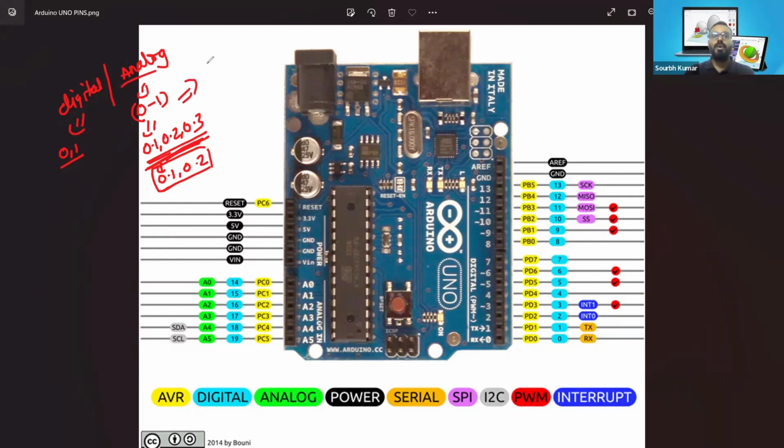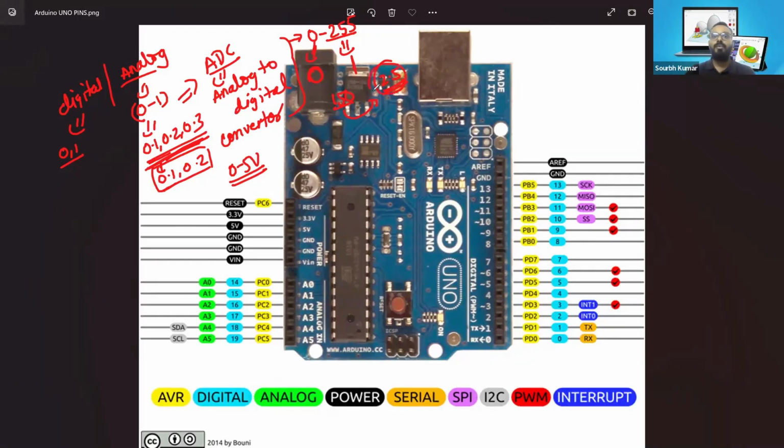So to do that, we have the ADC. ADC stands for analog to digital converter, and for that conversion, we often refer to the values 0 to 255. 255 represents the one state, and 0 obviously represents the zero state. If we take a value in the middle, that means we are talking about the middle value, 2.5, because we are talking about a 0 to 5 volt conversion. So half of the value will be 2.5.